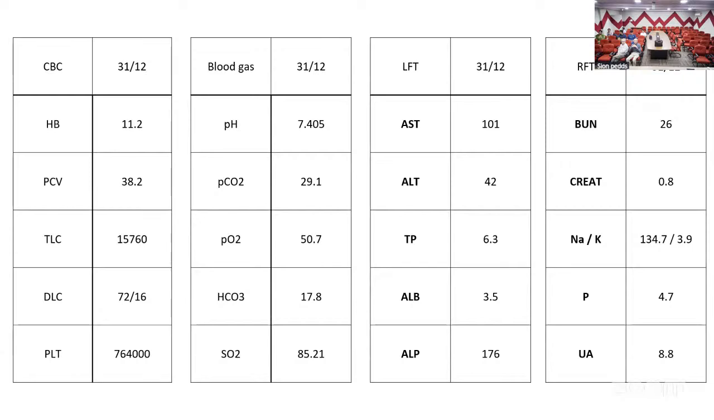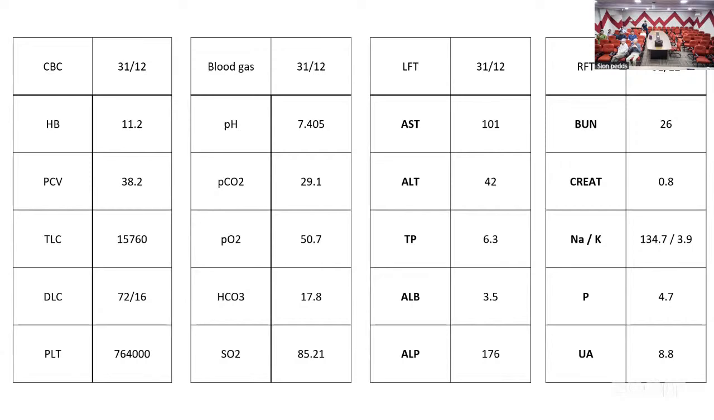PCO2. PO2 is normal for a VBG, 50, and bicarb is low. So it's the dehydrated state. Bicarb is low. Shows the dehydrated state and calculate the compensation.